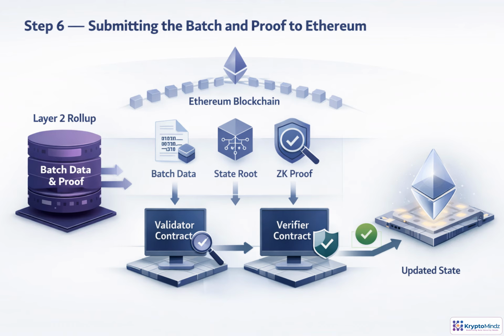At this point, the rollup gives Ethereum the evidence it needs: the batch data, the proposed new state root, and the validity proof. Ethereum's rollup contract receives the package, and the verifier contract checks the proof. The key idea is efficiency. Ethereum does not replay the full Layer 2 workload. It confirms that the submitted proof is valid. Once accepted, the new state root becomes the recognized, settled state of the rollup.